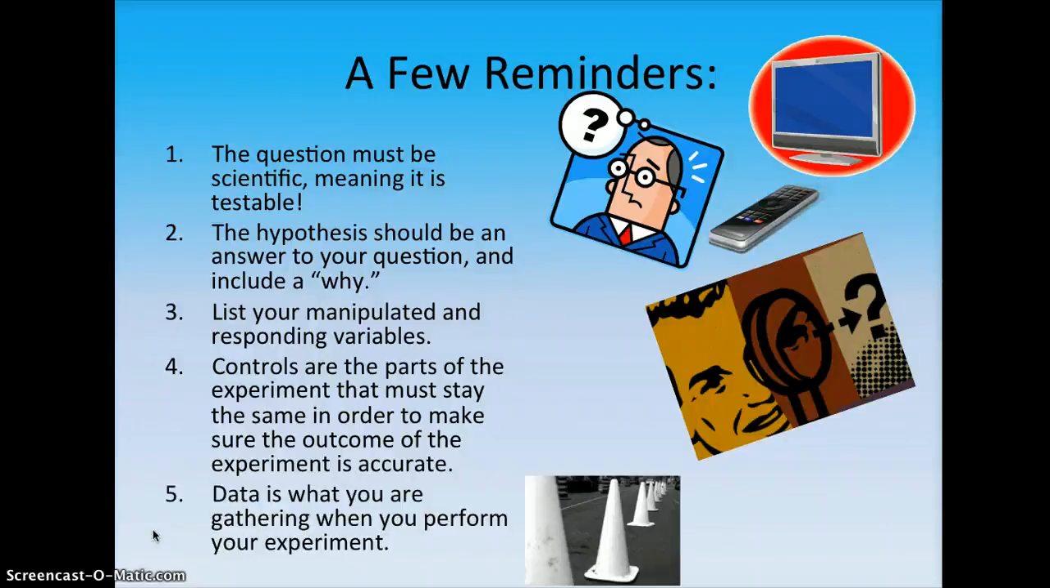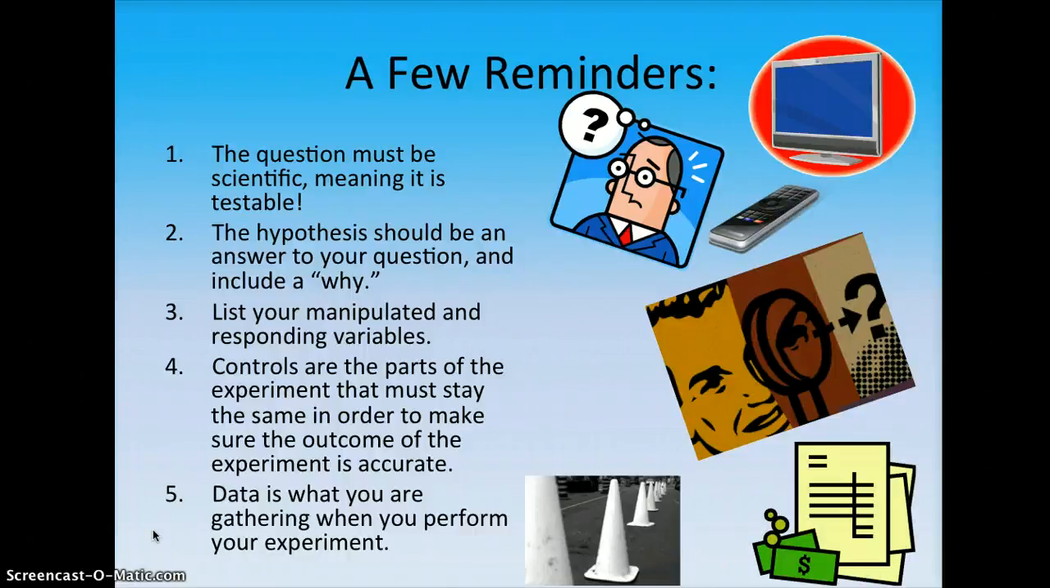Lastly, remember that the data is what you're gathering when you perform your experiment. So what are you going to look at to decide whether or not your hypothesis is true or false? And my picture here is a clue on what I think you might want to look at as data for your experiment.